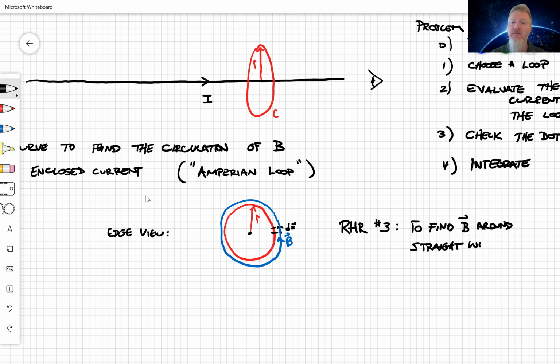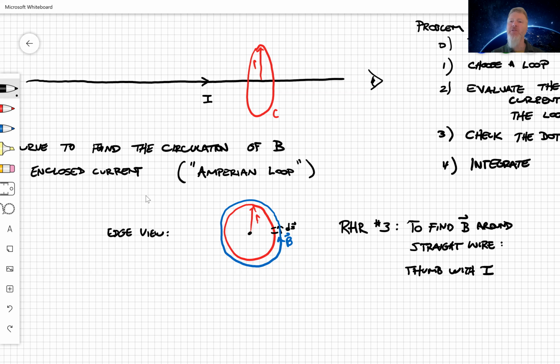Okay, look at your hand. You've got a curly piece of your hand, and you've got a straight piece. So just use those, because I've got a straight wire and a curly field. To find B around a long straight wire, put your thumb with the current. Your thumb goes with I, right? In this case, the I is pointing out of the page at me.